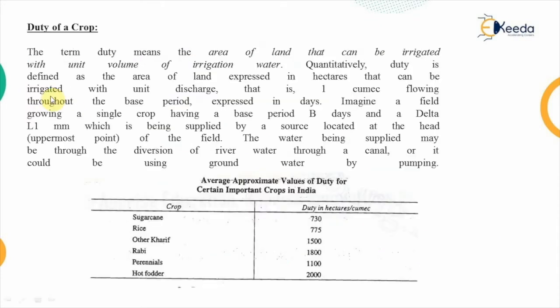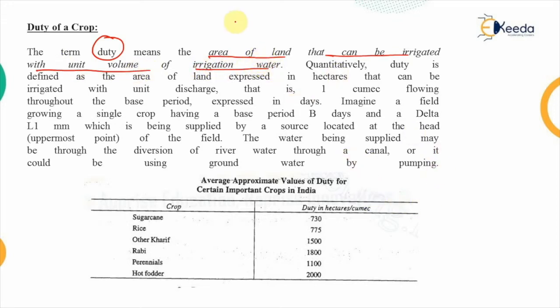Then moving on to the next topic, that is the duty of a crop. Now what is this duty? What do we mean by this term? So this duty refers to the area of the land that can be irrigated with the unit volume of the irrigation water.